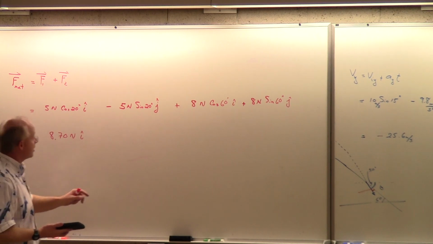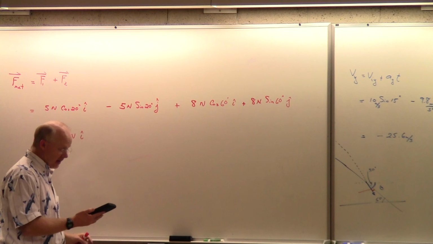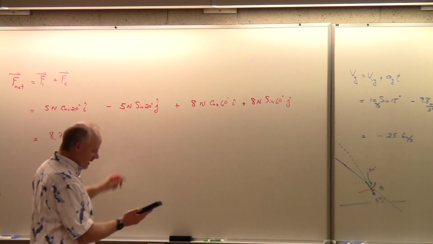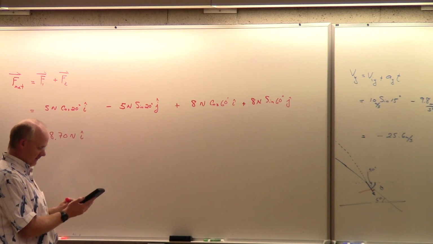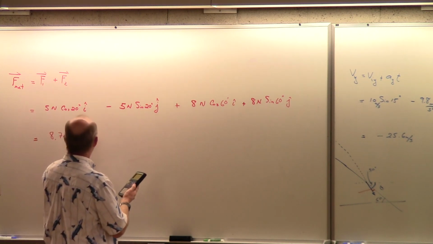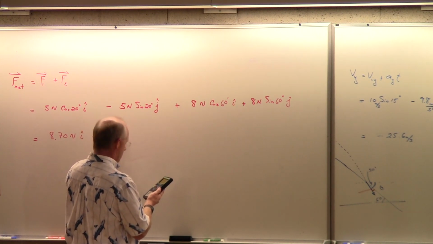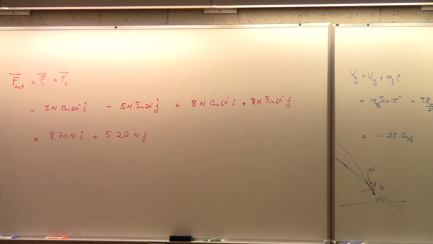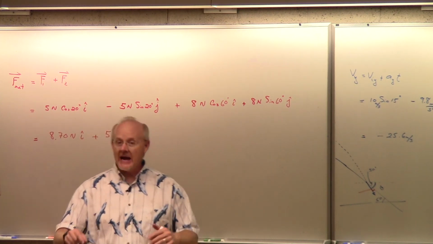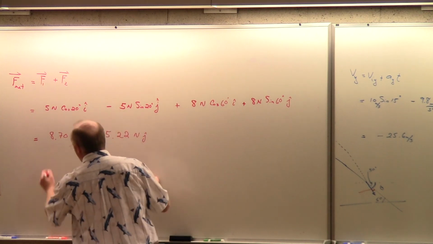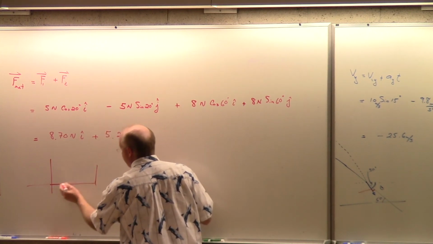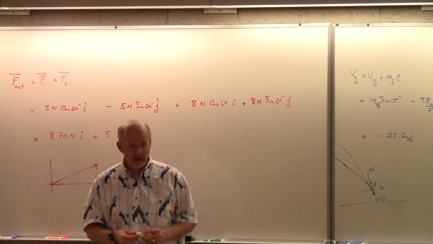And in the vertical direction, I would have a positive and a negative. Maybe it'll be easier for me to do the positive first. 8 times the sine of 60 degrees minus 5 times sine of 20 degrees. And that comes out to be a positive 5.22 newtons in the j direction. Okay? And so, like I said, take the physics 102 net force, and use our vectors. If I was drawing a picture, what would the net force look like here? I guess it would come over here a little more than 8, almost 9, and up here about 5. And there's the net force.